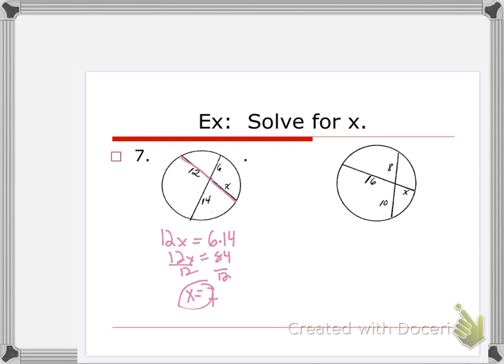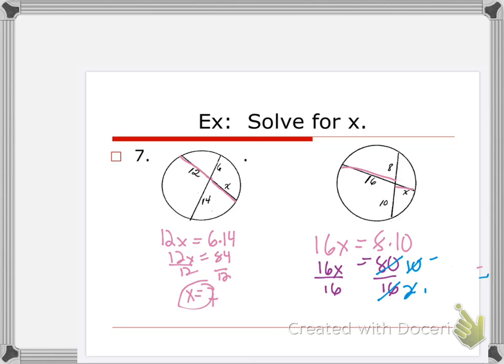Over here, we're going to multiply again the parts, so 16 times x equals 8 times 10. I don't have to do as much work there. I know 8 times 10 is 80. 16x divided by 16. Without getting my calculator out, I know 8 goes into 16 2 times. 8 goes into 80 10 times. 2 goes into 2 1 time. 2 goes into 10 5 times. So I know my answer has to be 5.